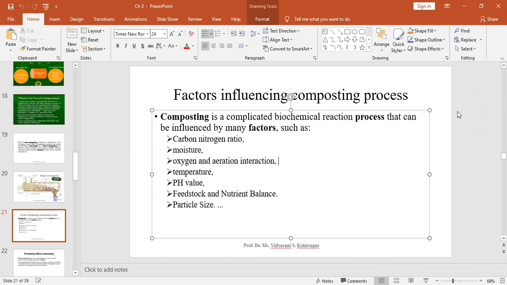So pH also affects the process of decomposition. Usually the pH should be in the range of 6.5 to 8.5 for effective decomposition. Okay. Then feedstock and nutrient balance. What kind of feedstock is being used for the composting purpose?